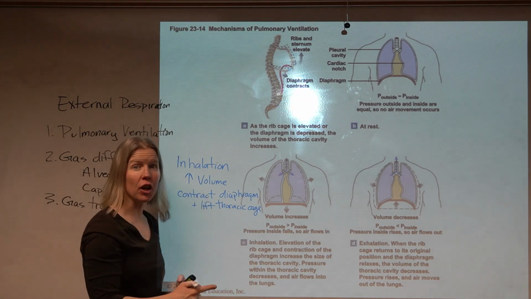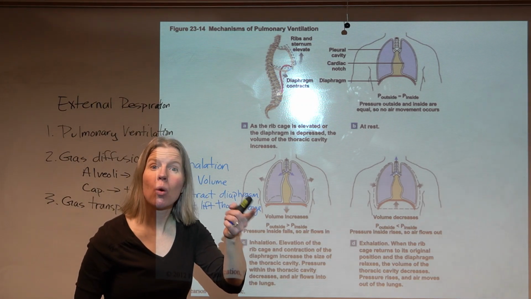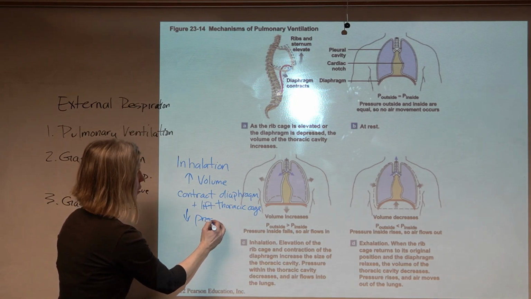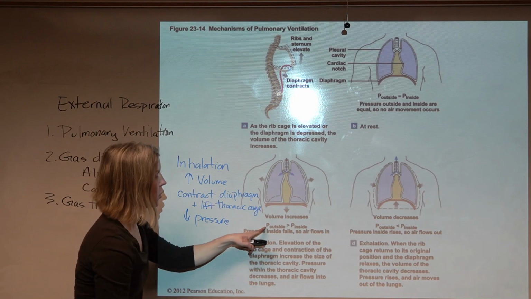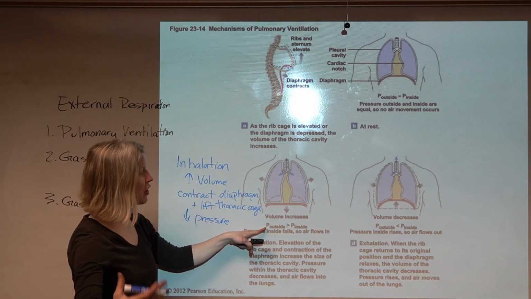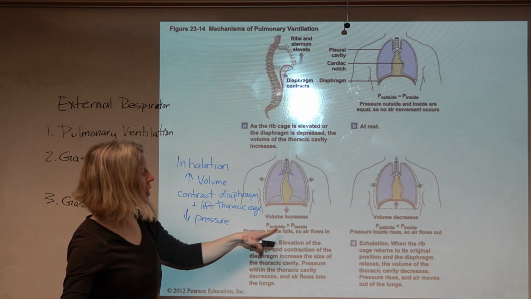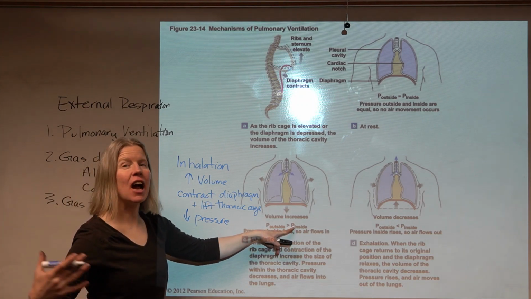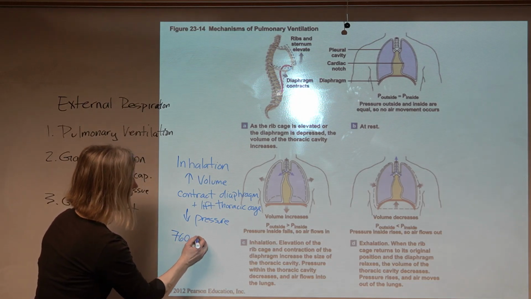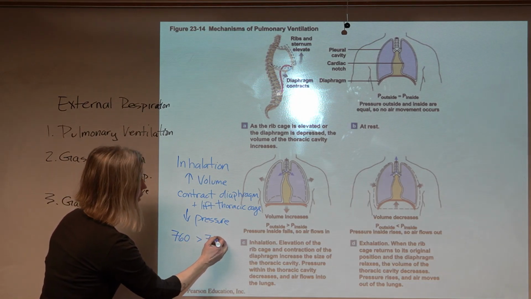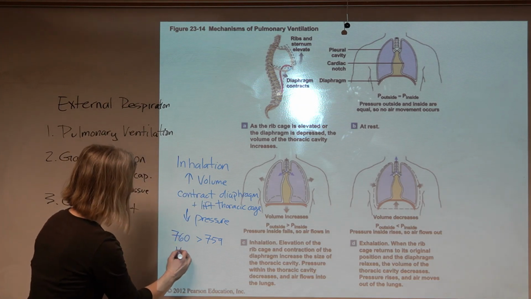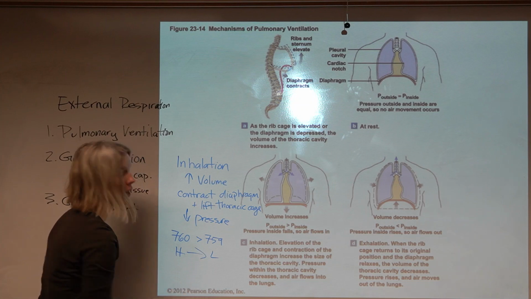And that increases volume. When you increase volume, what happens to pressure? You decrease the pressure. And that's what they're showing you here: the pressure outside is still at 760 millimeters of mercury. The pressure inside is now at 759. 760 outside is greater than 759, so air is going to flow in.